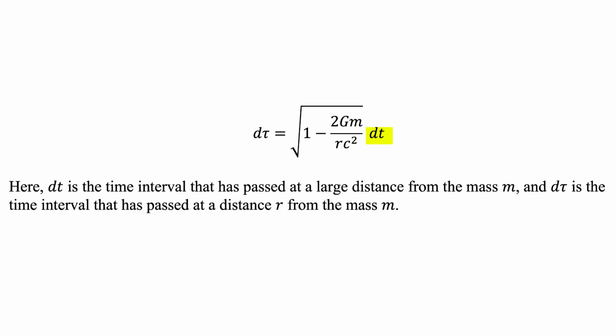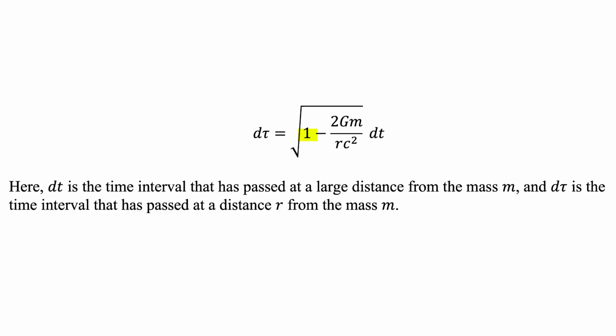Today I will examine the first error in more detail. Why does the main solution of general relativity, the Schwarzschild solution, contain the number 1 rather than some other number? And what one are we talking about? According to general relativity, gravity slows down the passage of time. Here, dt is the time interval that has passed at a large distance from the mass m, and d tau is the time interval that has passed at a distance r from the mass m. Did you find the number 1 in this equation? That is the very one we are about to discuss.